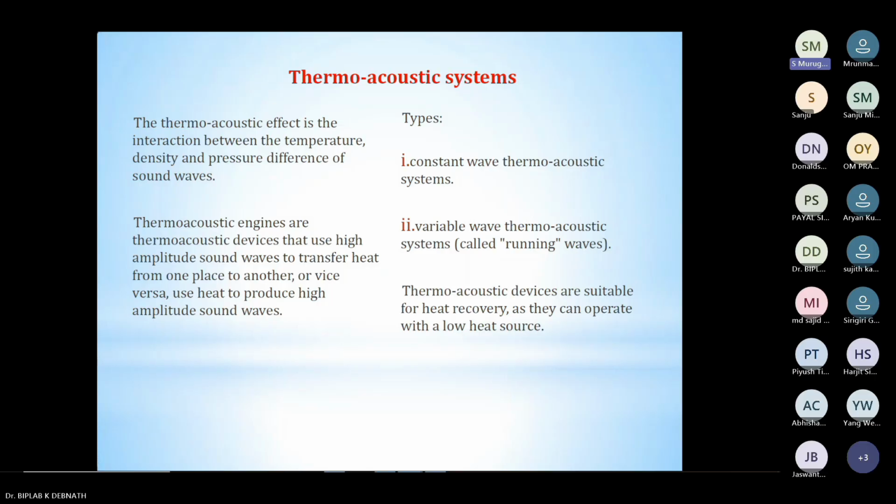Different types of thermoacoustic systems are there. One is the constant wave thermoacoustic system, and the second one is the variable wave thermoacoustic system. With the help of the heat available at the fuel cell exit, you can get the acoustic effect, and then it can produce power. Next, please.